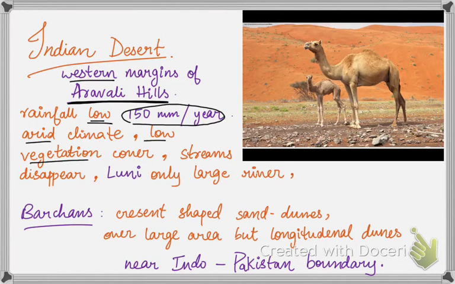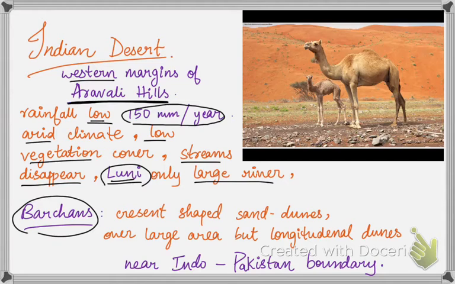There are not many rivers in these areas because the streams disappear before reaching the sea itself, and Luni is the only large river which remains somewhat throughout the year. Then you have a keyword, Barchans, to learn, which are the crescent-shaped sand dunes, and they cover a large area of the Indian desert. But the longitudinal dunes, most of these lie in the Indo-Pakistan boundary.